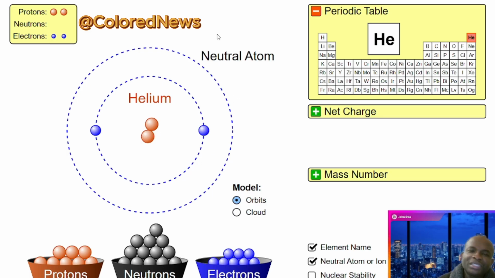Now, have you noticed how we change from atom to ion? Look, if I take away one electron, I have an ion. So what does that tell us? It tells us that an ion is a charged atom. An ion is a charged atom.